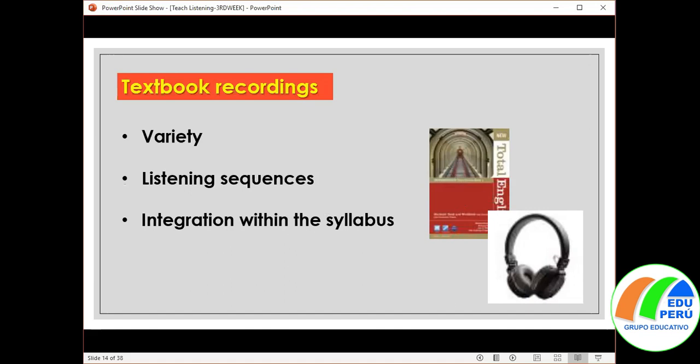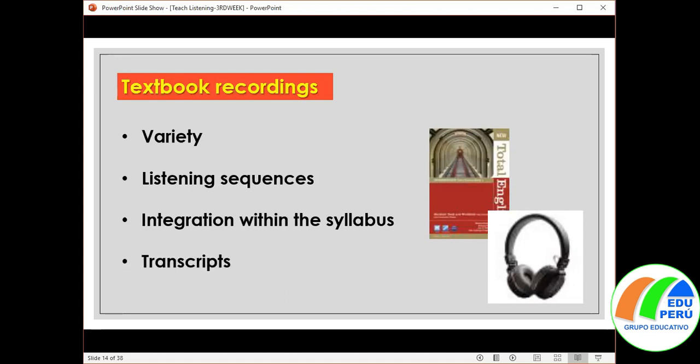Then we have the other one, which is the integration within the syllabus. So these audios are related to what we are going to teach, no? With the vocabulary, the grammar, the lexical items that we are going to use in the class. And also it is in the syllabus of your program.